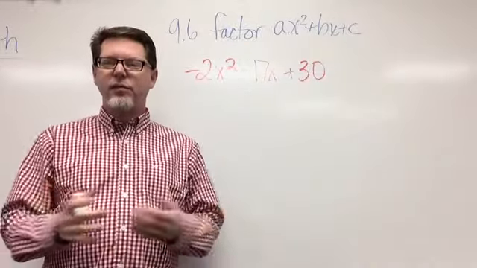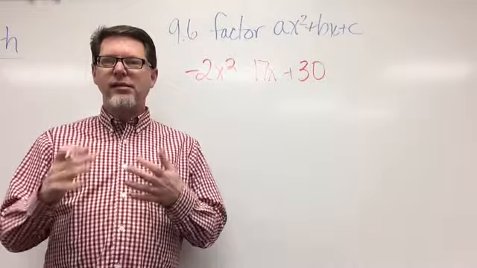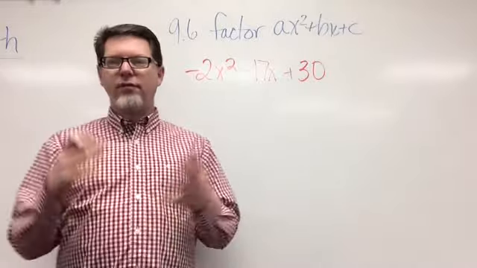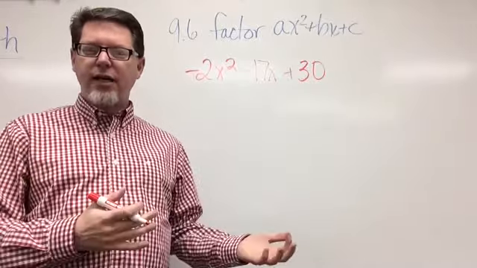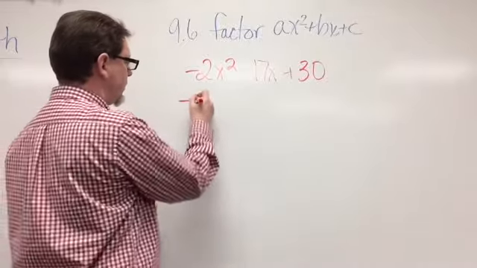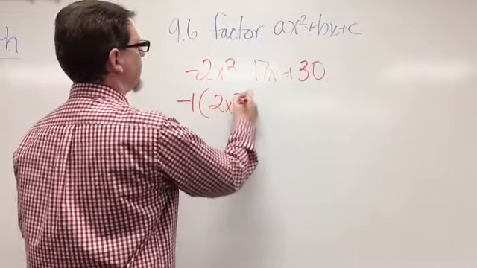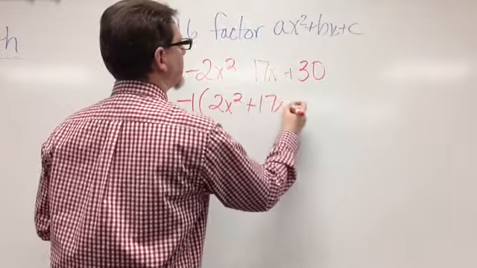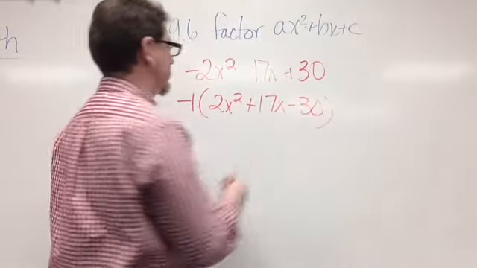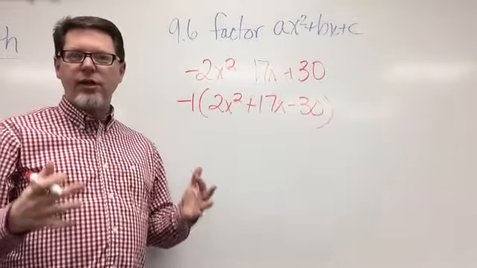So here's my next example. Negative 2x squared minus 17x plus 30. Well, I've got a negative leading coefficient, so I need to factor that out. So negative 1, 2x squared plus 17x minus 30. Now I have a trinomial and I can factor it.